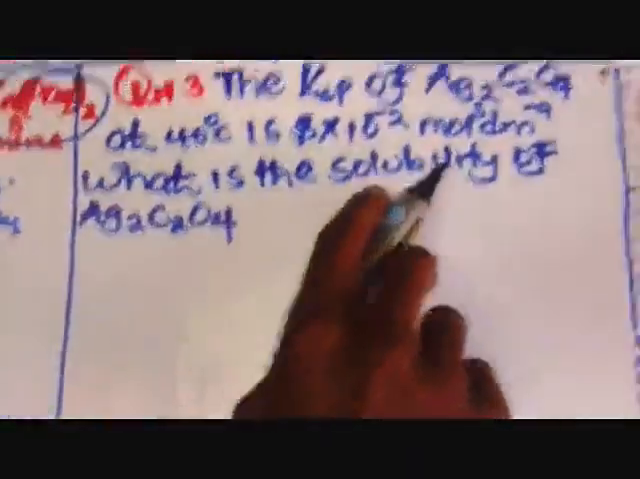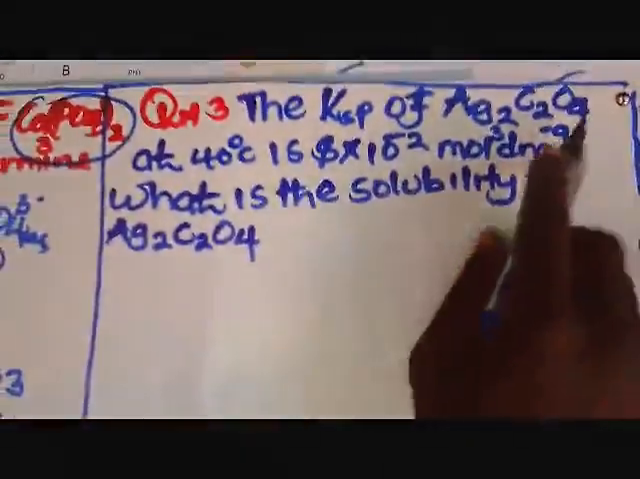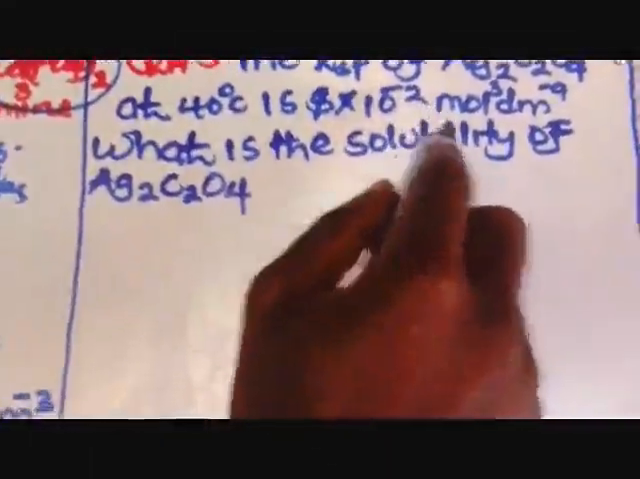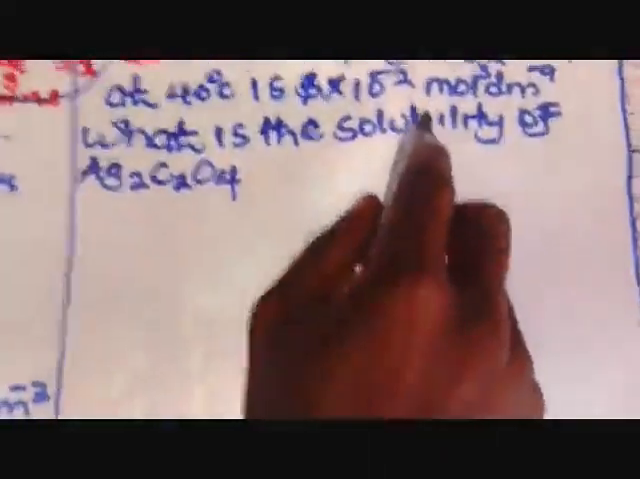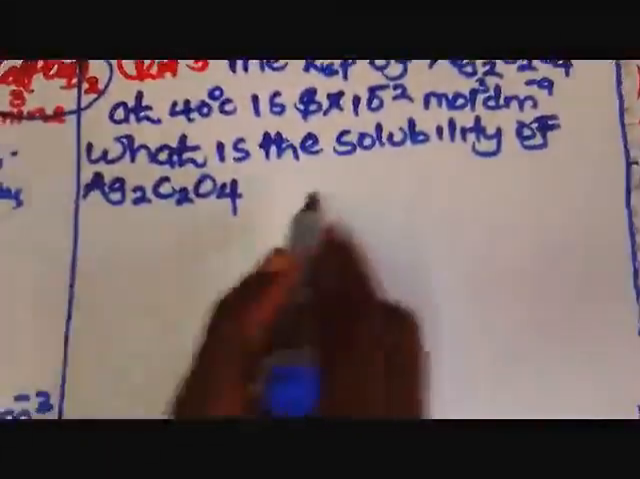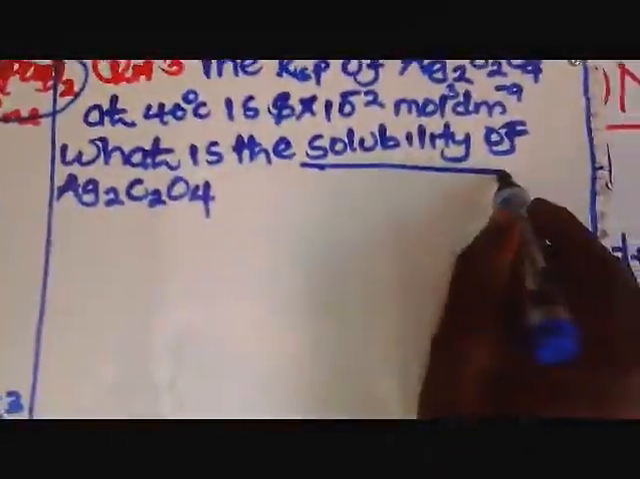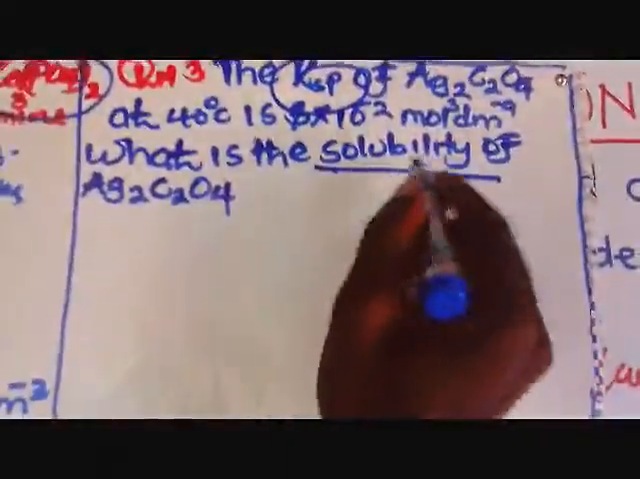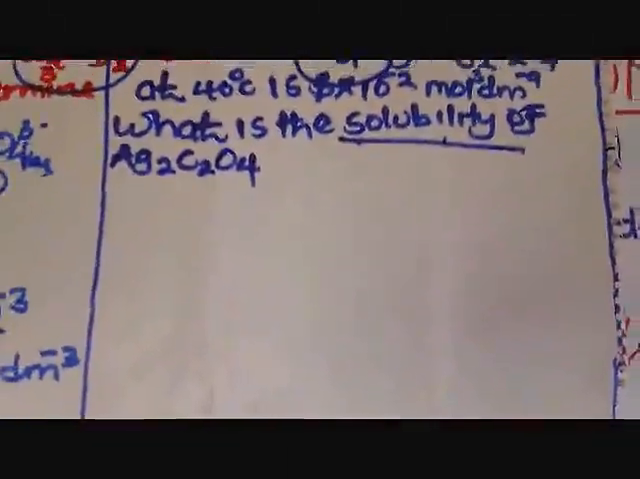Now when you look at this question, they are saying the Ksp of silver oxalate is 8 times 10 to the power negative 2. And now they are telling us to convert it to what? To solubility. In these two examples, we have been converting solubility to Ksp. Then this one is telling us to convert Ksp to solubility. So what we are going to do, we are going to write the equation properly.